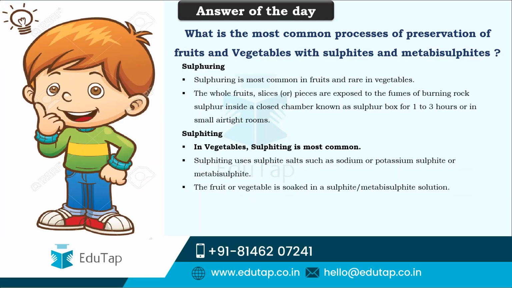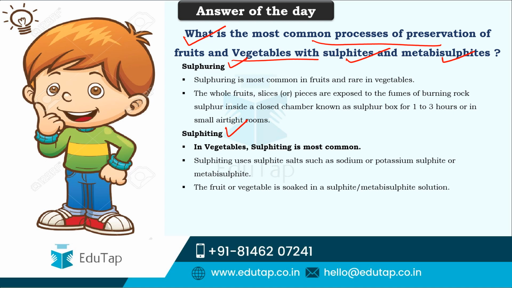So friends, here comes the answer of the day, the most awaited section of the lecture. In the last lecture I had asked you a question in the preservatives class: what are the most common processes of preservation of fruits and vegetables with sulfites and metabisulfites? There are two major processes with which preservation of fruits and vegetables can be done with the help of these sulfites and metabisulfites. They are sulfuring and sulfiting.